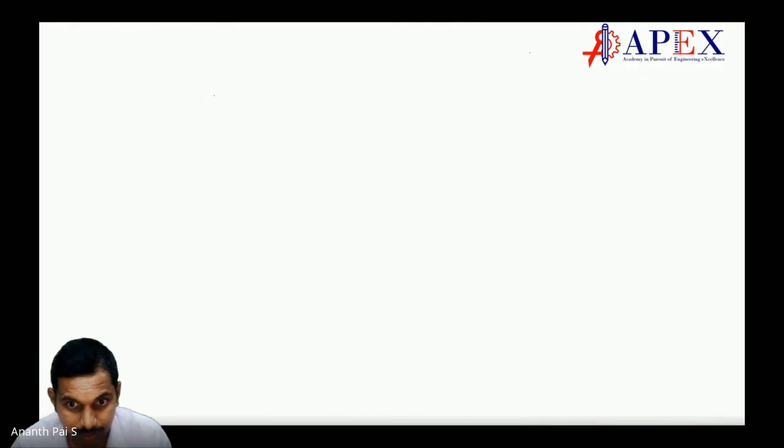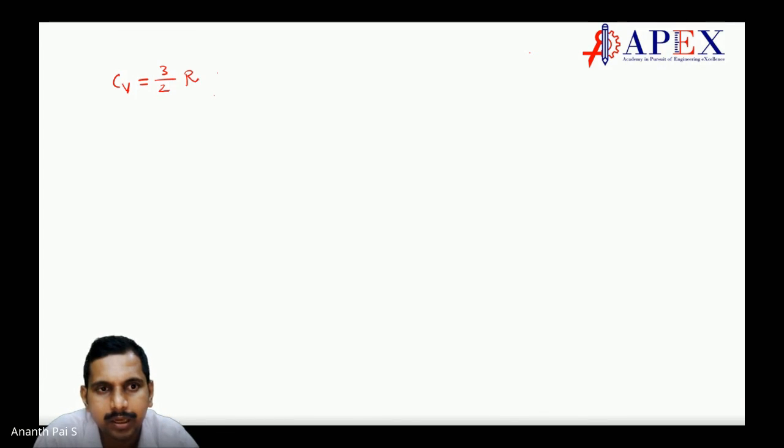Done, sir. Done, very good. Okay. So now what happens? My Cv for a monoatomic gas can be written as 3 by 2 into R. Cp can be written as 5 by 2 into R. Gamma can be written as 5 by 3.